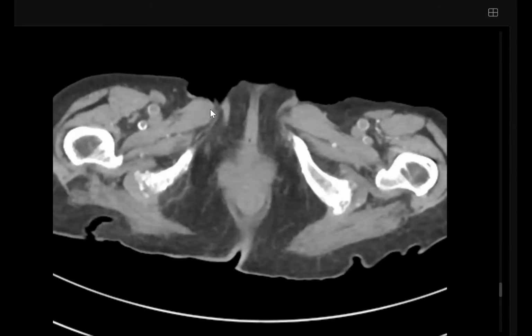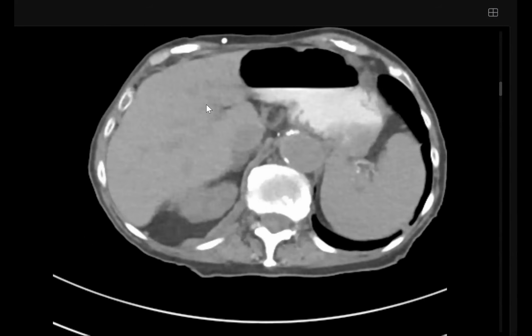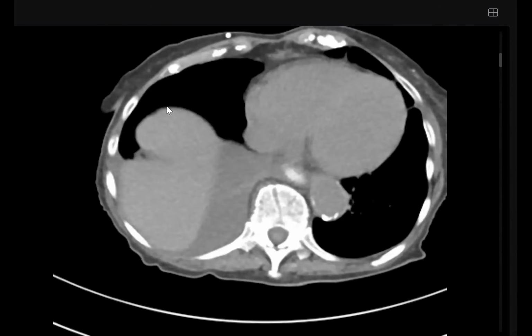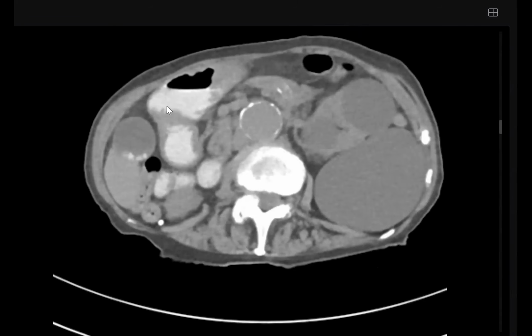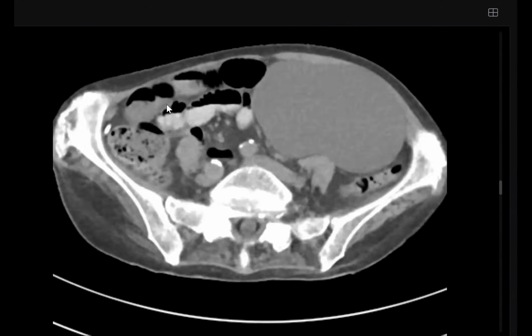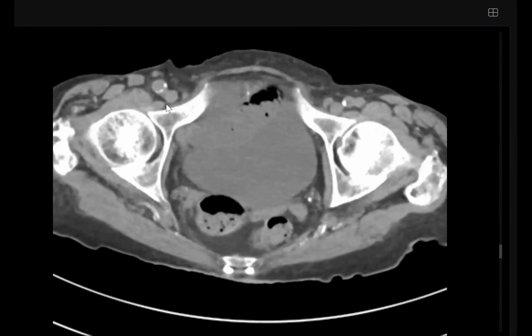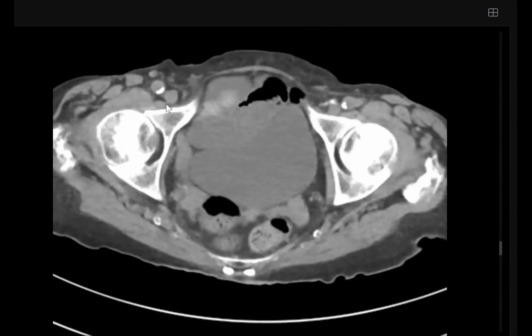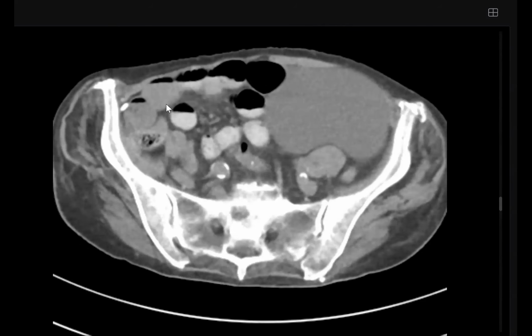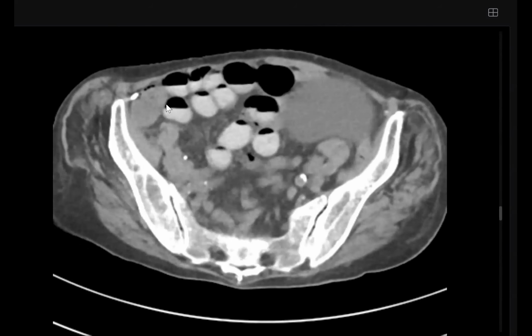Okay, sir. Starting from up, we have some dilatation, fluid-filled bowel loops. No pneumoperitoneum; I didn't see any air under the diaphragm. So we suspected some sort of obstruction.